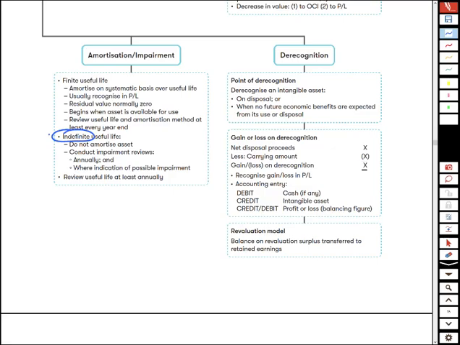And then derecognition, again, exactly the same as for PPE. At the point where you've either disposed of the asset, so sold it on to somebody else, or it will generate no future economic benefit. So for example, a license has run out, those type of things, they should be derecognised. And again, you're going to have a gain or loss on derecognition, exactly the same as for PPE, calculated in exactly the same way and treated in exactly the same way.